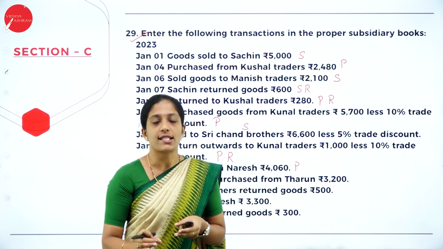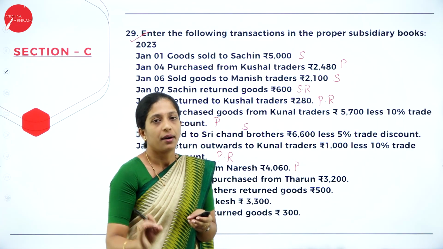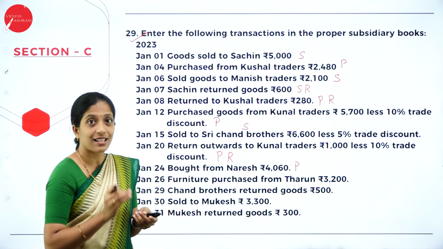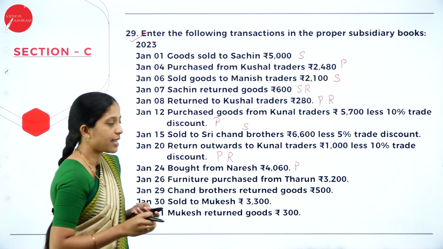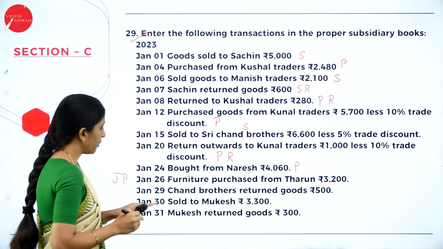If it is a cash transaction, then it comes under a separate subsidiary book, that is cash book. Okay. So here they have given furniture purchase from Tarun. It is a credit purchase of asset. So it comes under journal proper. It is also one of the subsidiary books.